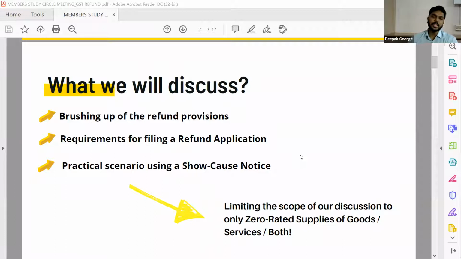The second part is the body of the presentation, where we will understand and study what the requirements of filing a refund application are. What is the procedure? What are the documents to be uploaded?